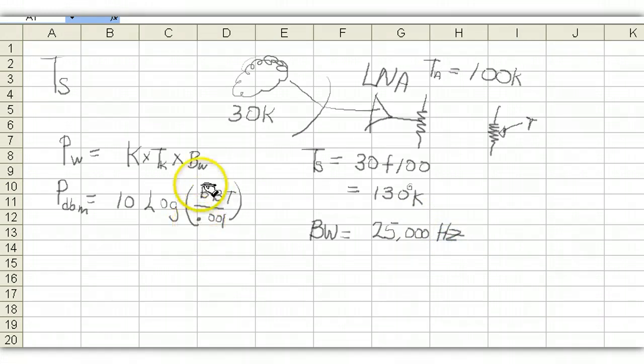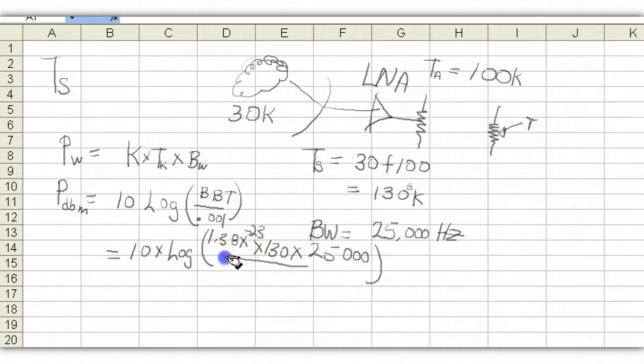All right. So now all we got to do is go plug this thing in. So this thing works out to be 10 times the log of Boltzmann's constant, 1.38 times 10 to the minus 23, times the temperature, 130, times the bandwidth, divided by 1 milliwatt. Doing the math, this turns out to be minus 129.8 dBm. So this is the noise at this receiver with no satellite in view of the antenna, that this thing will generate minus 129.8 dBm.